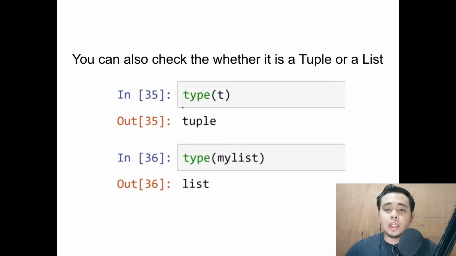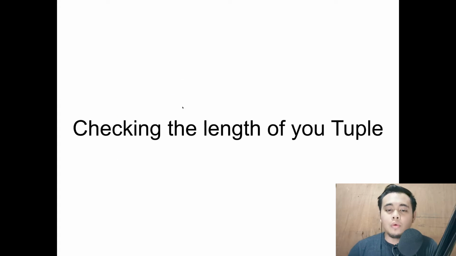If you want to make sure that you just created a tuple, you can use the type function. You can use type parentheses, and then inside the parentheses write the variable for your tuple, or tuple, either of the two pronunciations, they're the same. And you can see if your variable is a tuple or a list, just like what you can see in the presentation today.